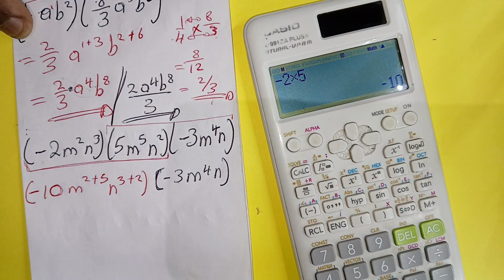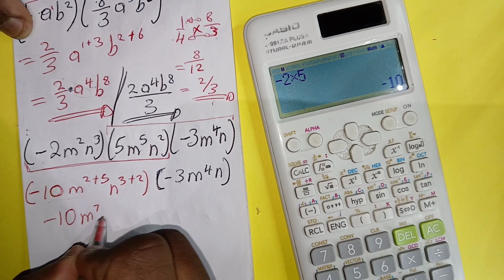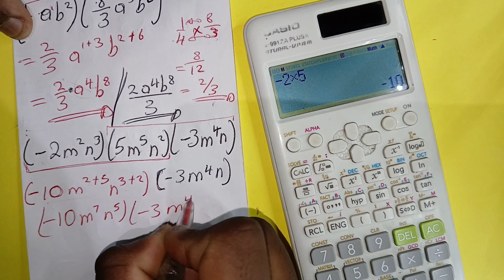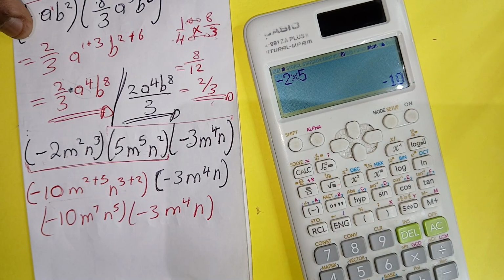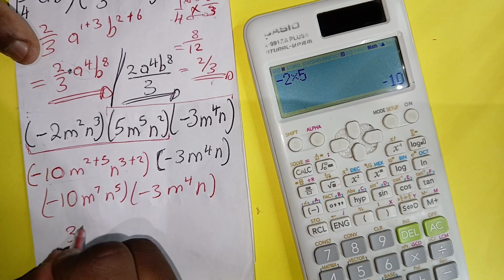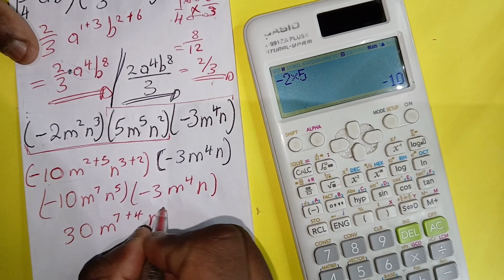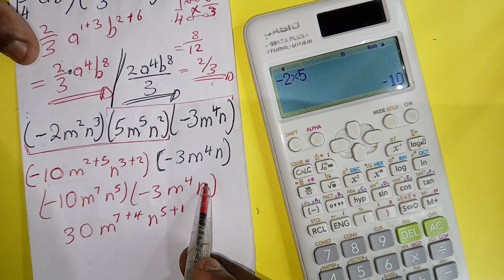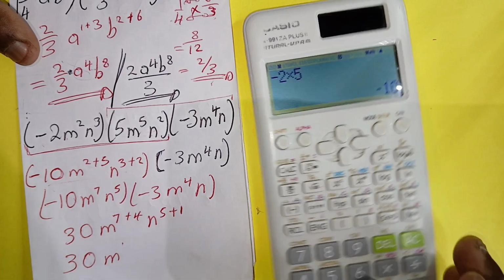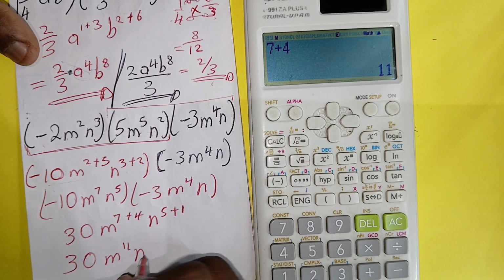Yeah. So now when you figure this out, you will find it's 10 m^7 and 5 n^4. Now you can multiply this and that one, and you'll just get positive 30. m^(7+4) and n^(5+1), there's an invisible 1 there, which will be 30 m^11 n^6.